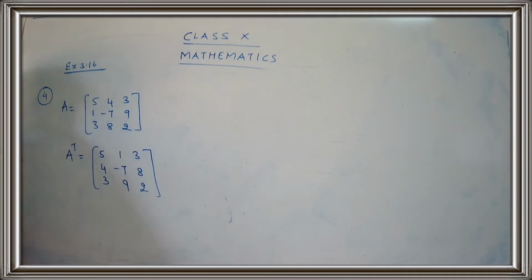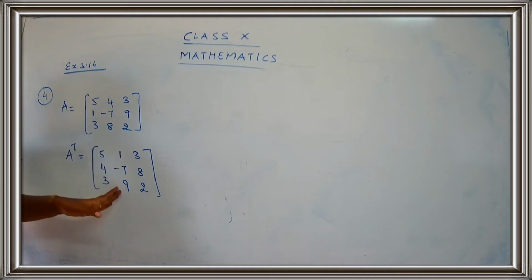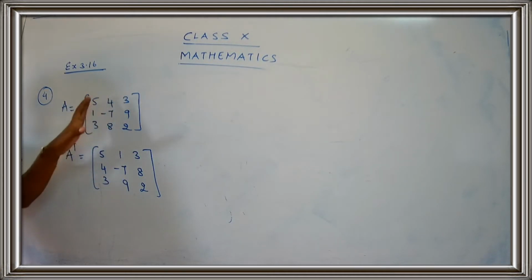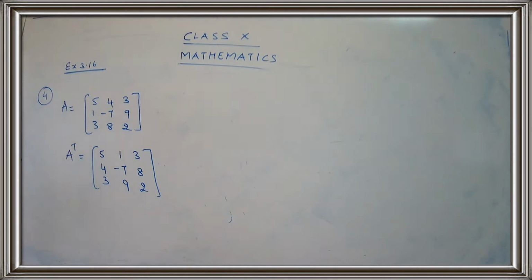Very easy. Yes, children? See, I have changed the row into column. So 5, 4, 3 is changed to 5, 4, 3. 1, minus 7, 9 is changed to 1, minus 7, 9. 3, 8, 2 is changed to 3, 8, 2. So the rows are changed into columns. This is how you get the transpose. This is the answer, children. The answer is done. Is it easy? Yes.